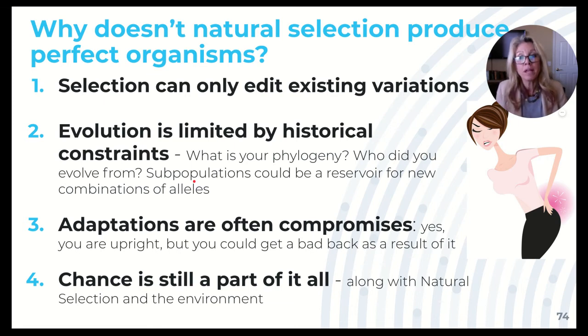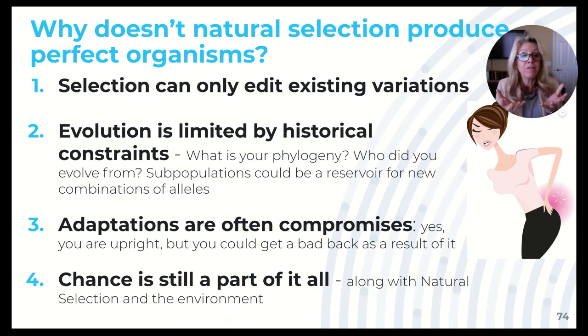Yes, we need to look where we came from, but we have subpopulations that could be a reservoir for new traits for us still, right? Subpopulations or adaptations within that trait. And then all of our adaptations are often compromises, meaning, yes, you're standing upright, you're upright man, but you don't have the support of all four legs. So as a result of that, you could have lower back issues. And so it's a trade-off.